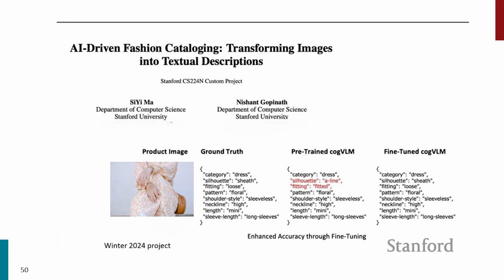Here was another one which was doing AI fashion-driven cataloging, transforming images into textual descriptions, which again was starting off with an existing visual language model and looking at how to fine-tune it.